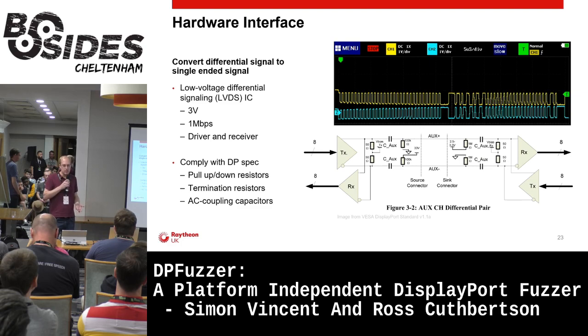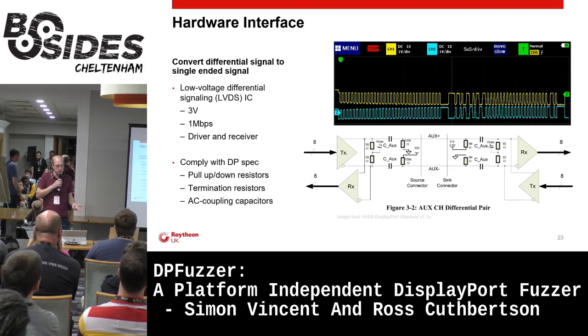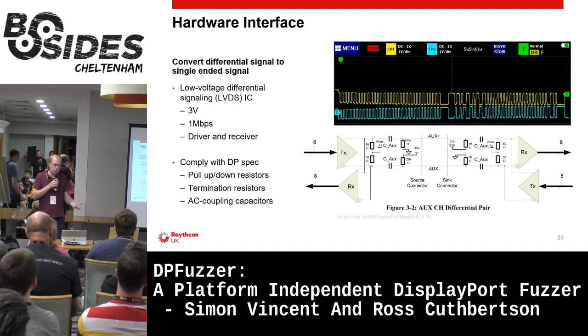As well as all that, we had to comply with the DisplayPort spec. There was a useful diagram in the spec, which you can see at the bottom right. This was very useful, as it tells us exactly what components we need to interface with the bus. We have to use some pull-down resistors, termination resistors, and also some AC coupling capacitors there. And this allows us to essentially be a monitor and drive that bus, and the GPU will be able to detect that.